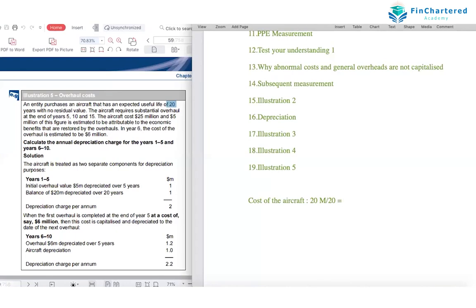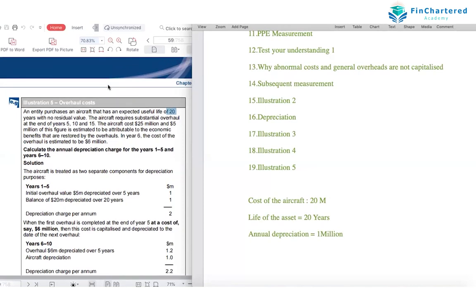Therefore, the yearly depreciation will be how much? So forget overhaul and all that. Just with this piece of information that is there in my notes, how much will be the annual depreciation? Who can tell me? 20 million over 20 years. How much would be the yearly wear and tear? Fast, it's very easy, guys. 20 million over 20 years. Yearly depreciation is how much? 1 million. That is it.